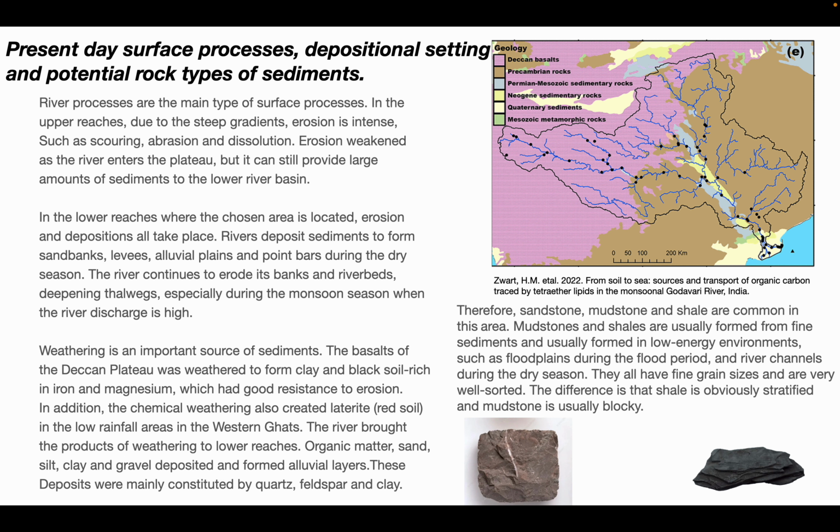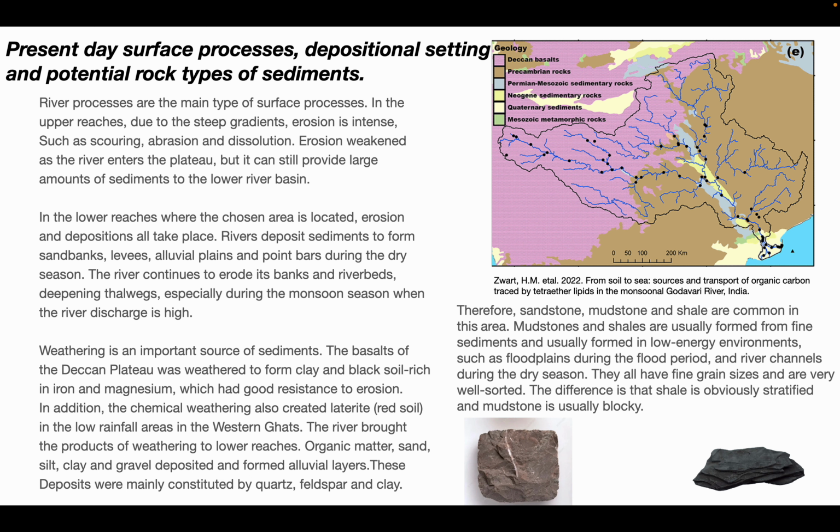The river processes are the main type of surface processes. In the upper reaches, due to steep gradients, erosion is intense, such as scouring, abrasion, and dissolution. Erosion weakens as the river enters the plateau, but it can still provide large amounts of sediments to the lower river basin. In the lower reaches, where the chosen area is located, erosion and deposition all take place.